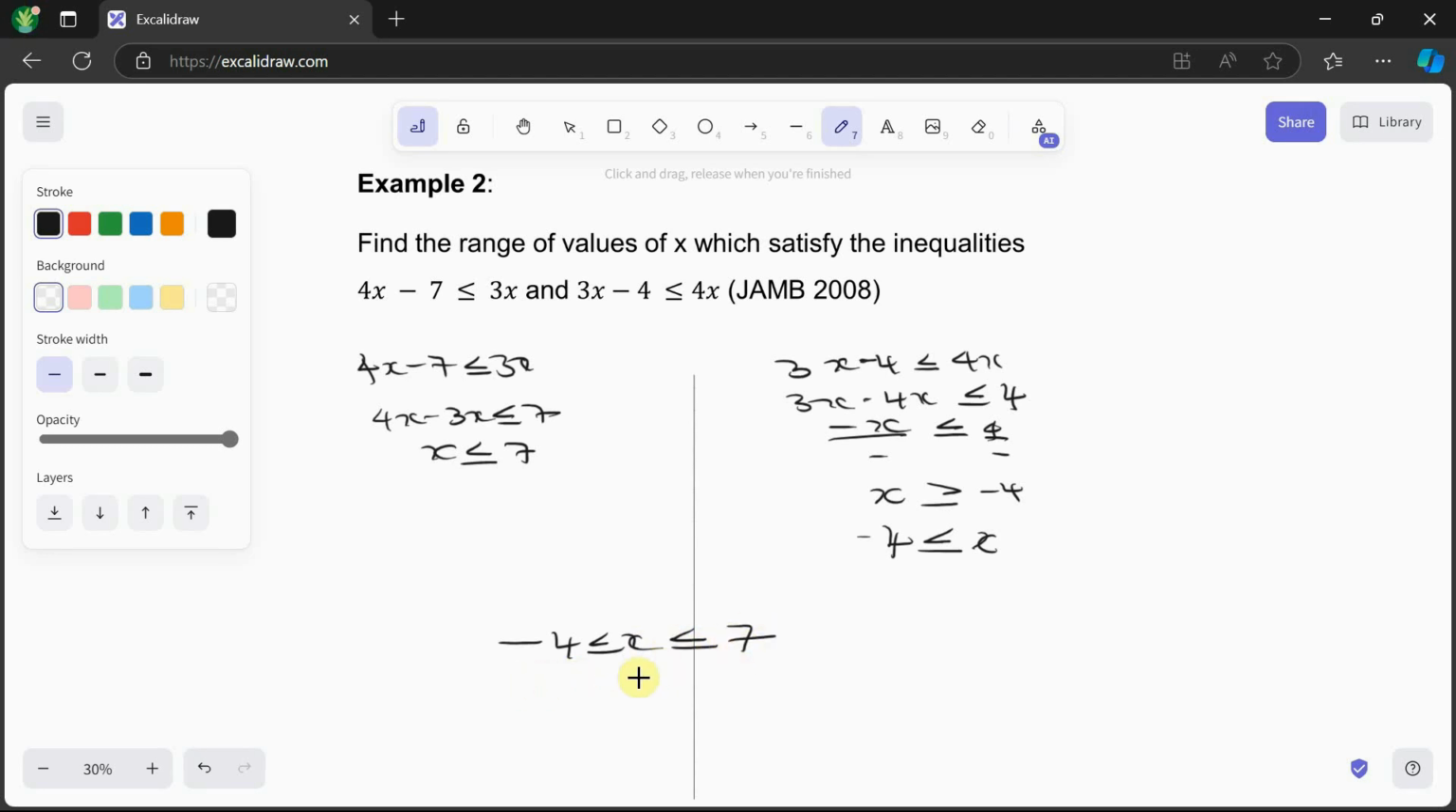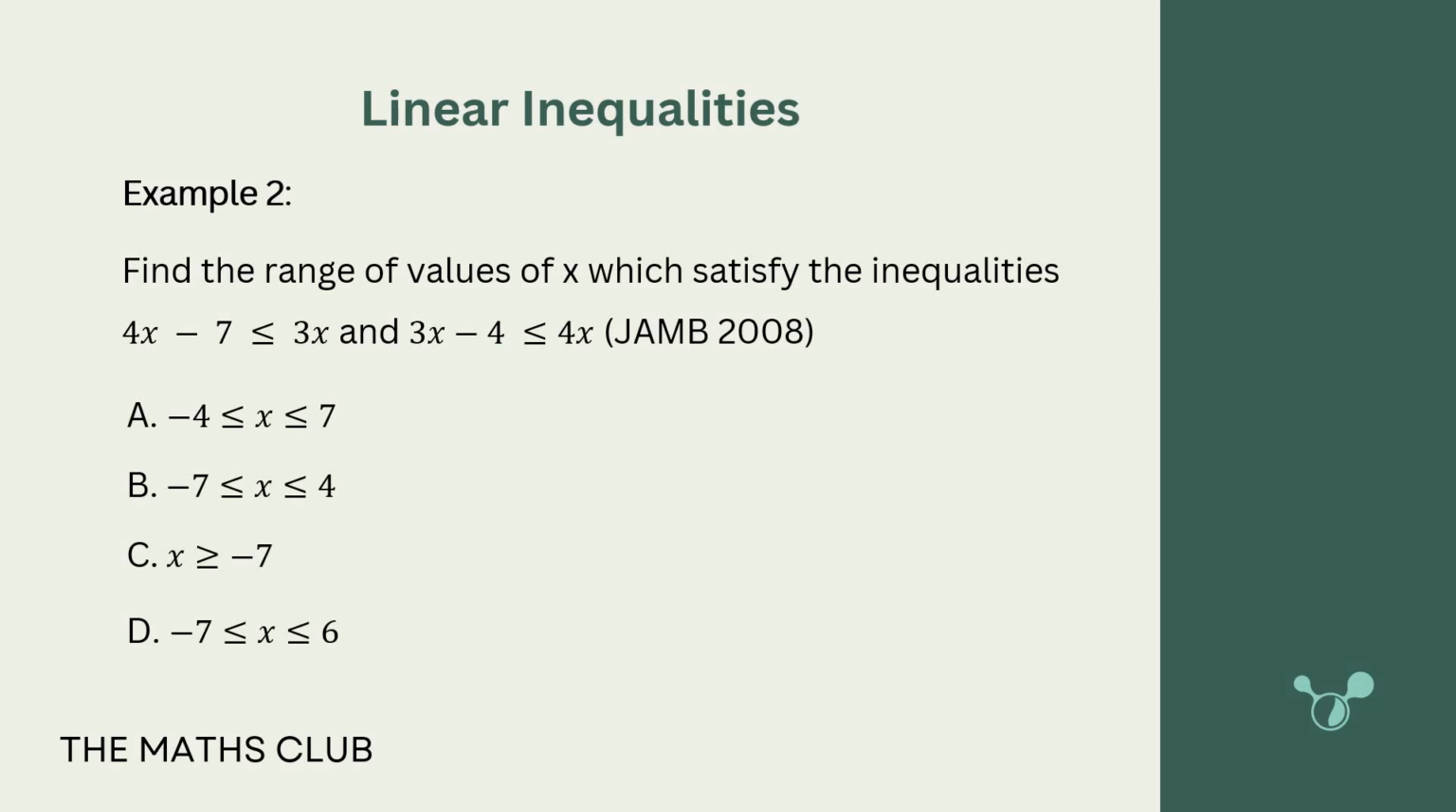This is how you join two different inequalities together. Look for the lesser one, flip the side, and then just write it: -4 is less than or equal to x, and do as if you are continuing it and say x is less than or equal to 7. So that will be option A.